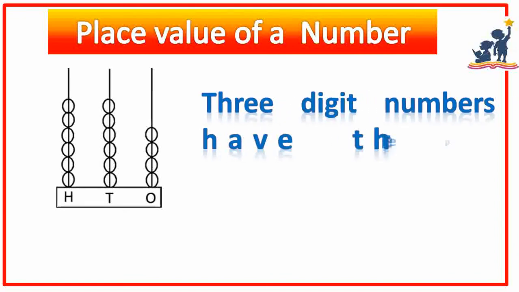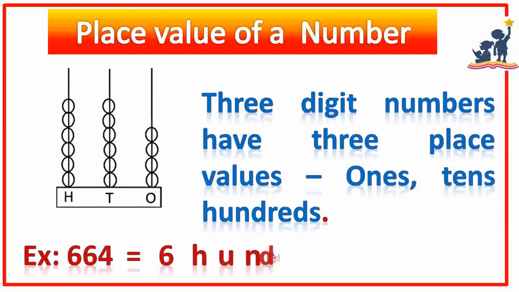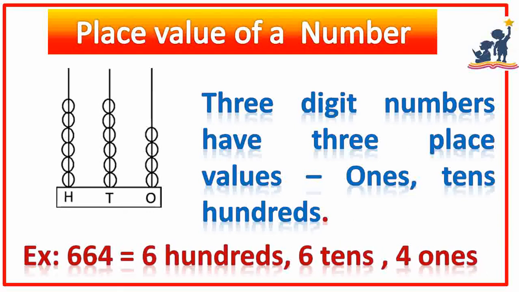You can see three-digit numbers have three place values: ones, tens, hundreds. You can see the example. 664 can be written as 600, 6 tens and 4 ones. You can clearly see it in the picture in abacus form.